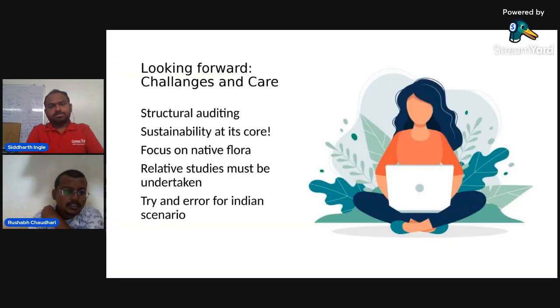Looking forward, challenges and care. So, as I said earlier, structural auditing is very critical in green roofing. What kind of building do you have, what kind of commercial complex? Does it have the capacity for an intensive green roof, or can it accommodate only an extensive green roof? We have to understand sustainability. Obviously, if we do not think about sustainability, the whole point is lost.